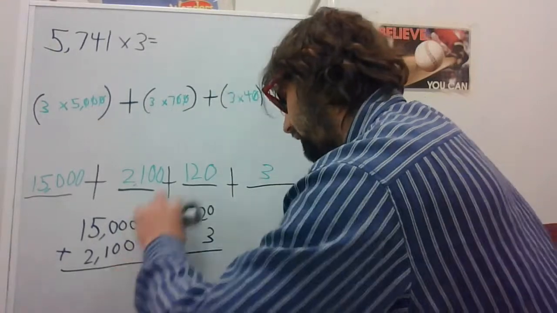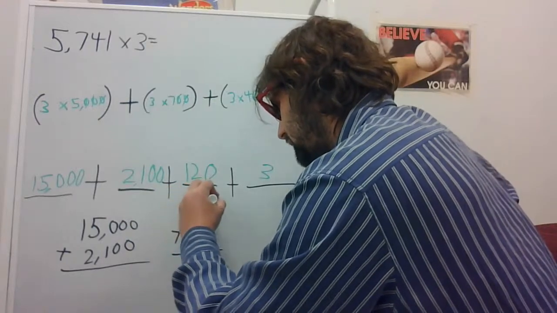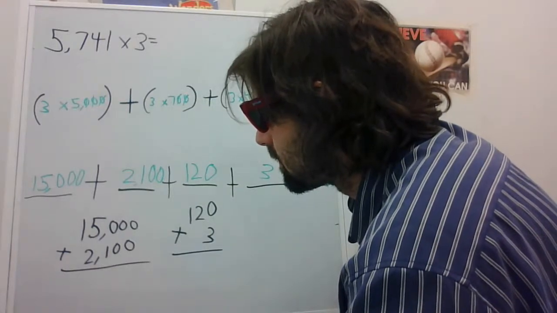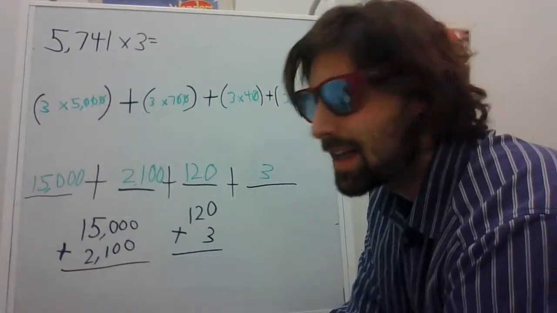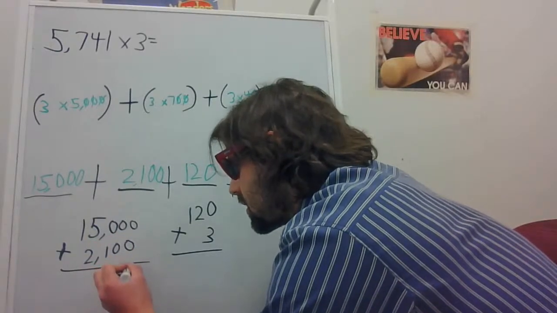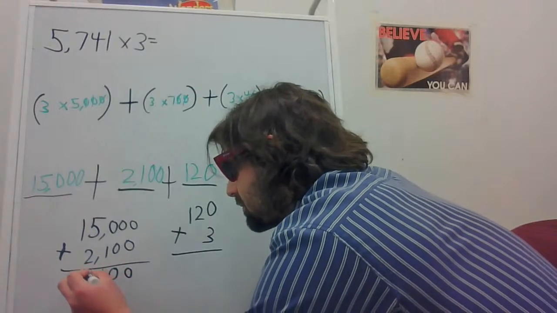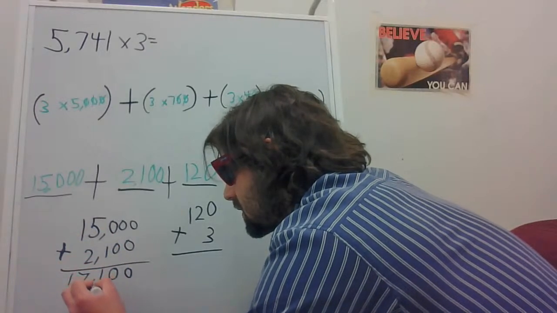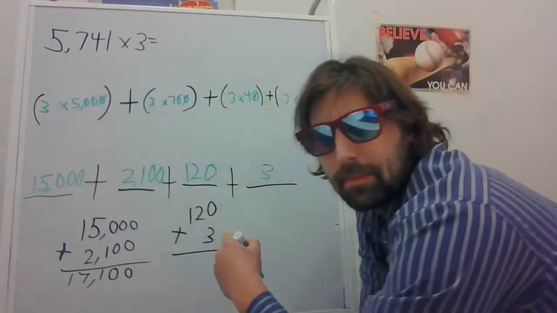Let me make my 120 a little more legible here. Sometimes slow and steady wins the race. You don't always have to go fast. All right. So when we add, we always start with the digit all the way to the right, the digit in the ones place. And then we move down. 0 plus 0 equals 0. 0 plus 0, again, 0. 0 plus 1 equals 1. 5 plus 2 equals 7. And 1 plus 0 equals 1. So 17,100.